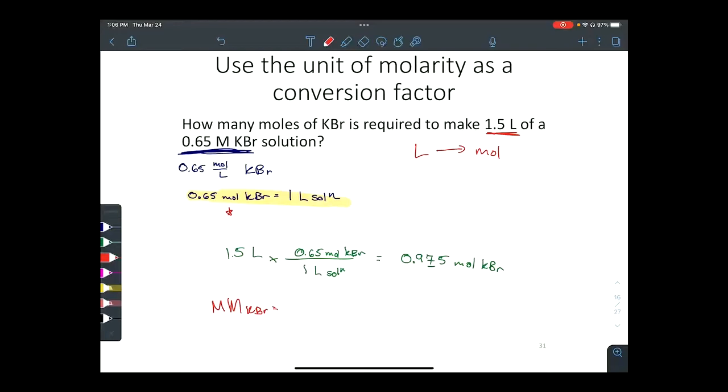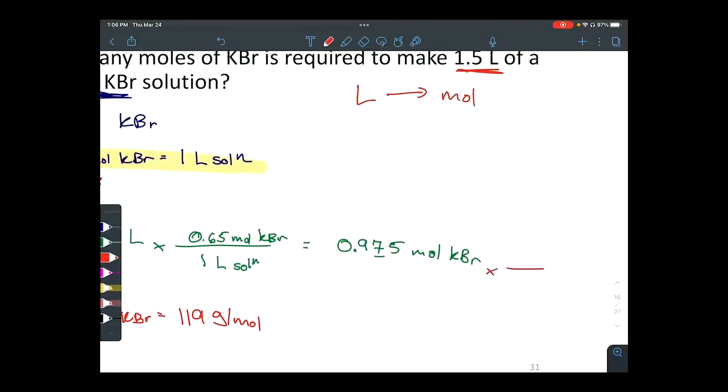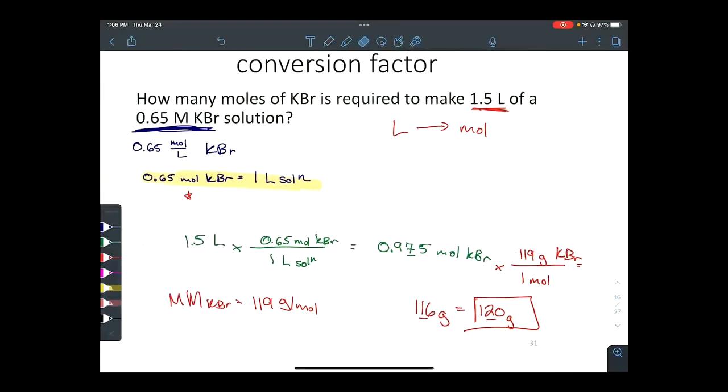I think it's 119 grams per mole. All right, we take this value that we just got, and to get to grams, we just use the molar mass value here. So 1 mole of KBr is equal to 119 grams of KBr, and I think there will be about 120, or no, it's like 116, but we want to round to 2 sig figs. All right, 120 grams of KBr in that case would be used to make this solution.